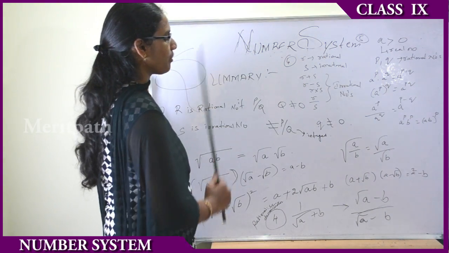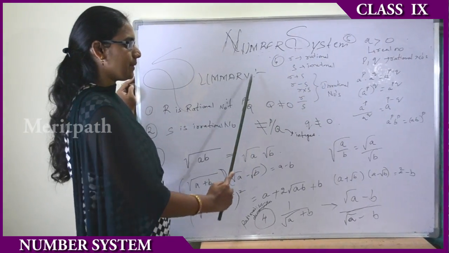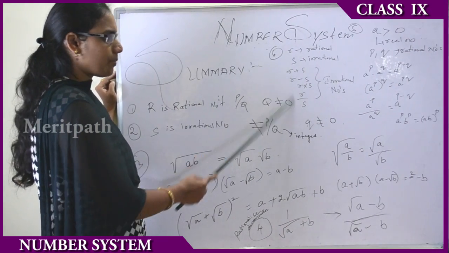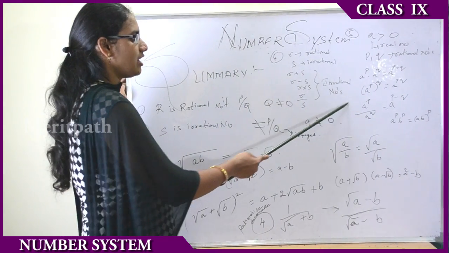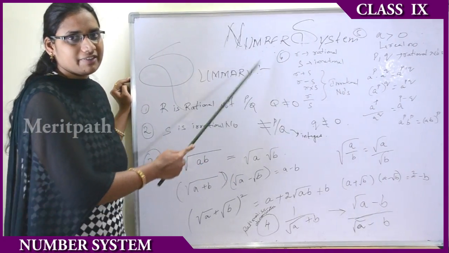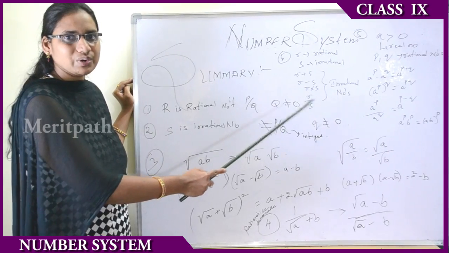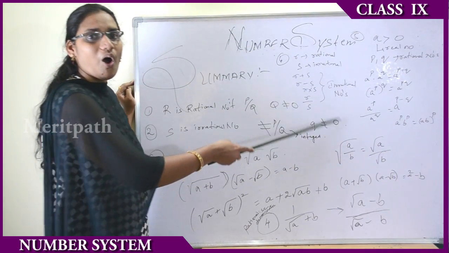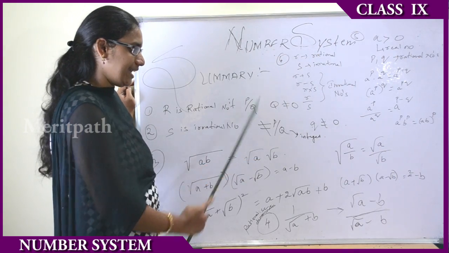Let us go with the sixth point. When R is a rational number and S is an irrational number, then all the following operations, that is addition, subtraction, multiplication and division, will also result in an irrational number. For example, when we take 3 and root 7: 3 plus root 7, 3 minus root 7, 3 into root 7, 3 divided by root 7. All these we will get as irrational numbers only.